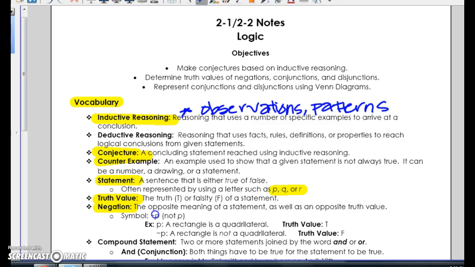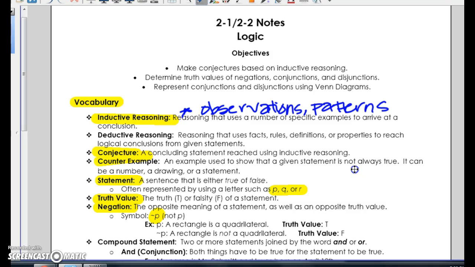So, take a look at the symbol going on here. It looks like a little tilde in front of the P. So if you put not P, it looks like this right here. So an example, if your statement P is a rectangle is a quadrilateral, well, that truth value would be true. But if we said not P, that would be saying a rectangle is not a quadrilateral. And that's false because we know that a rectangle has 4 sides, and any polygon with 4 sides is called a quadrilateral.